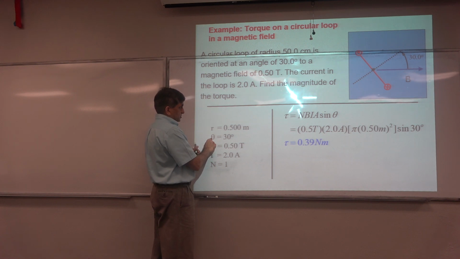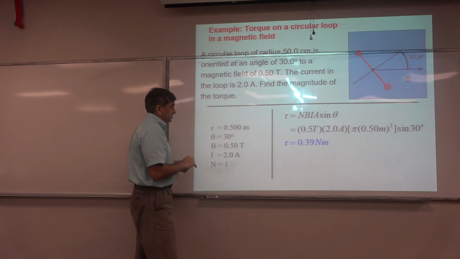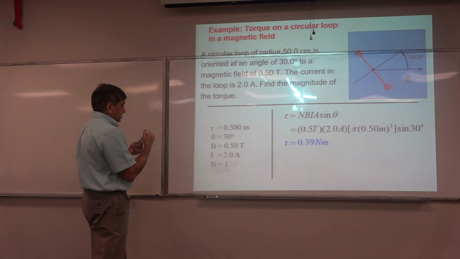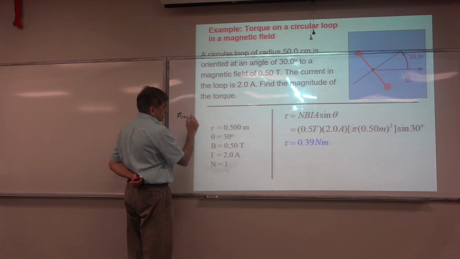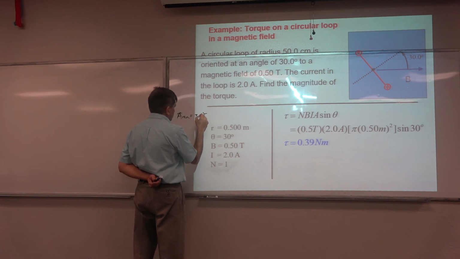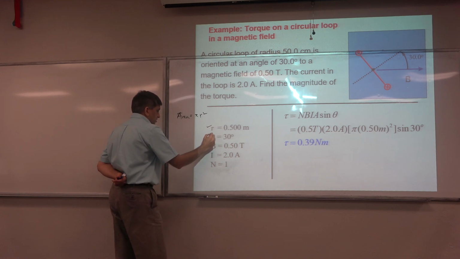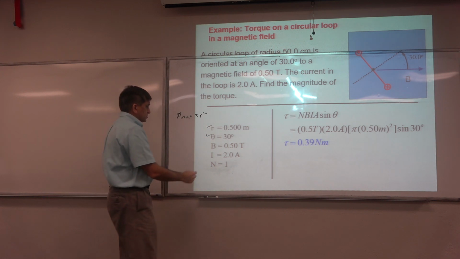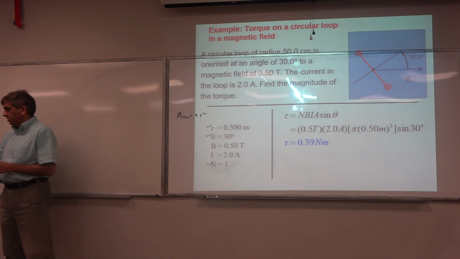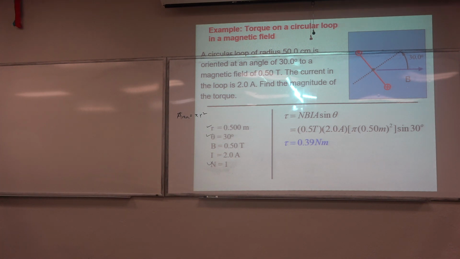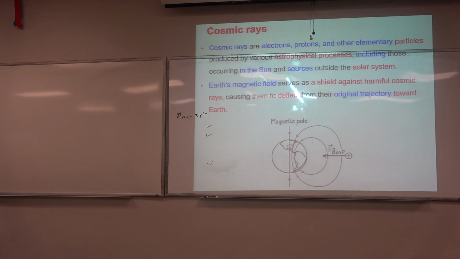Now the area of the circular loop. What is the area of the circle? Area A is equal to pi r squared. That's where you need r. Then the magnetic field is given, the current is given, the number of loops is 1, so you can find out the torque, which is 0.39 newton meter. Alright, so this is pretty much about this chapter.